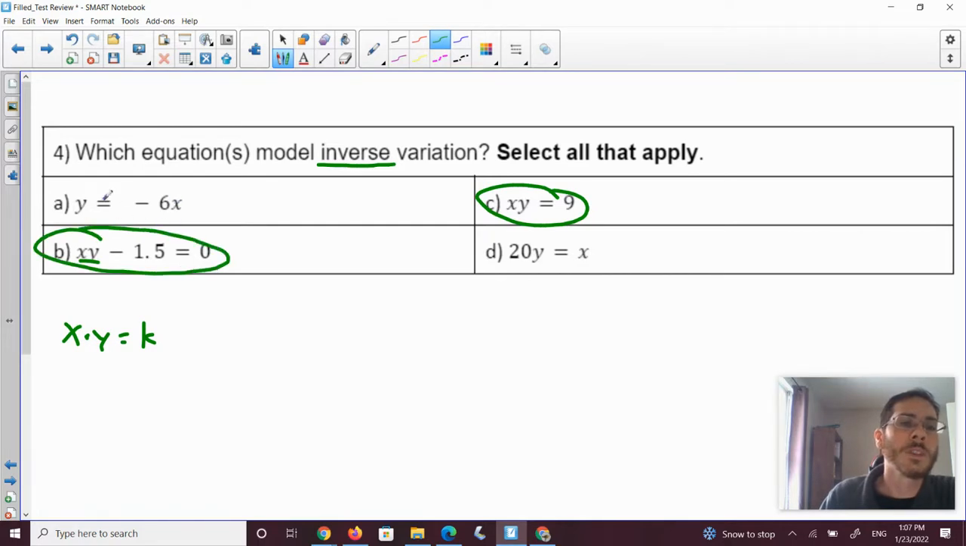This one does not. X and y are on opposite sides, and if we tried to change that, we would end up with y equals negative 6x. Divide both sides by x. We would get y divided by x. That's not what we want.